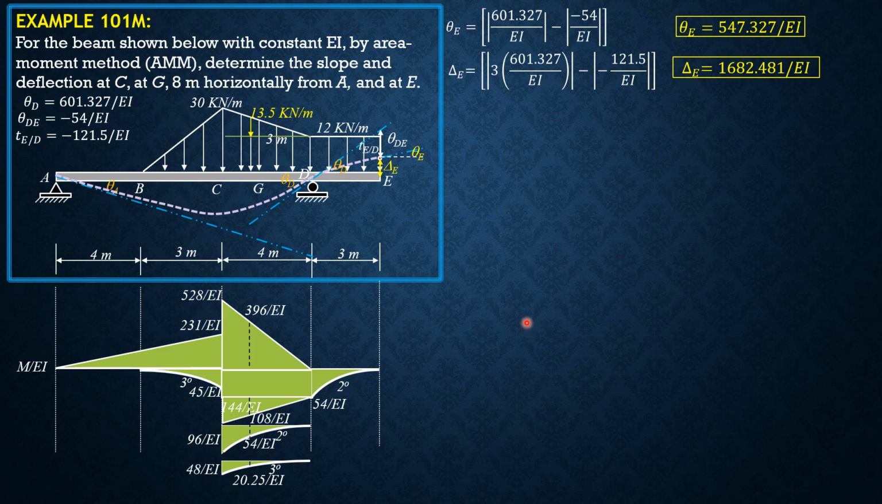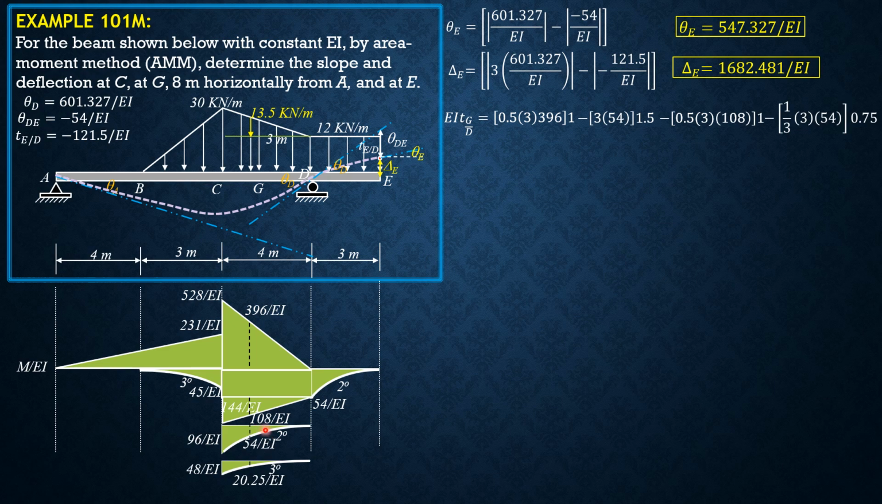So we need to compute deviation of G relative to the tangent at D. EI times the deviation of G relative to the tangent at D is, let's consider these areas here. So 0.5 of 3 times 396. Then we compute the distance of the centroid from G. So that's 1. For this area, minus 3 times 54 times 1.5. For this area, minus 0.5 times 3 times 108 times 1, because 1/3 of 3 is 1. And for this second degree, minus 1/3 of 3 times 54 times 3 over 4, or 0.75. 3 over 4 is 0.75 for the second degree curve.